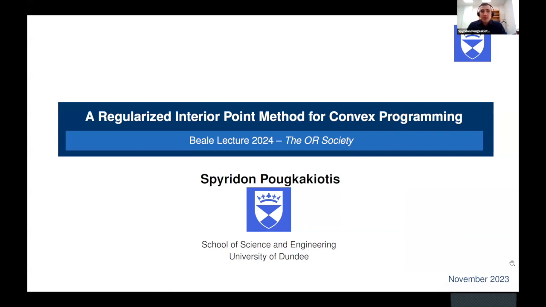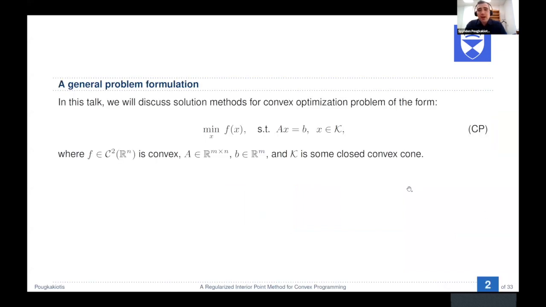In this work, naturally, we're interested in convex optimization problems. The idea is that we would like to minimize a function f, which is assumed to be twice continuously differentiable and convex, subject to some linear equality constraints, as well as some convex conic constraints.